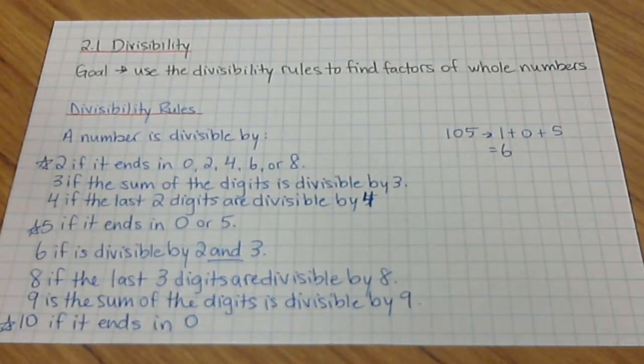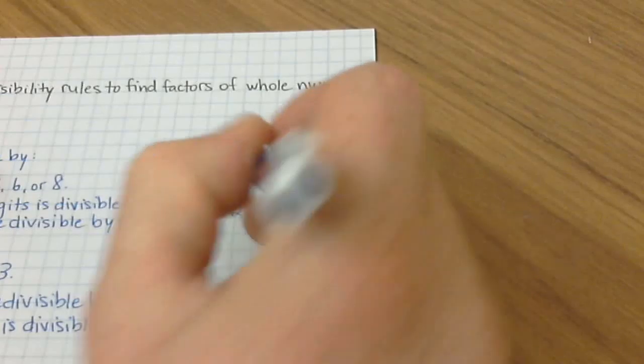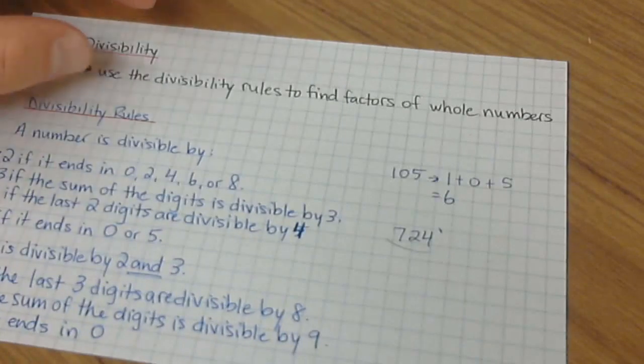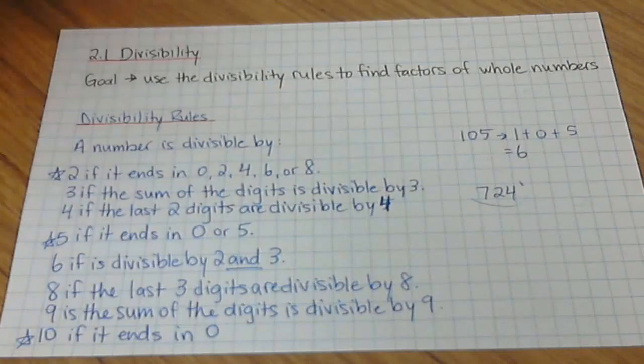A number will be divisible by 4 if the last 2 digits in the number are divisible by 4. So let's say we have something like 724. Because I know 4 goes into 24, I know that this whole number will be divisible by 4. Interestingly enough, a number will be divisible by 6 if it is divisible by 2 and 3. So not only does it have to be an even number, but the digits also have to add up to a multiple of 3 in order for it to be divisible by 6.